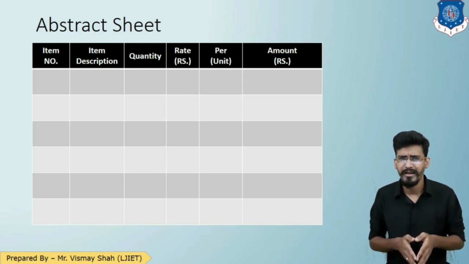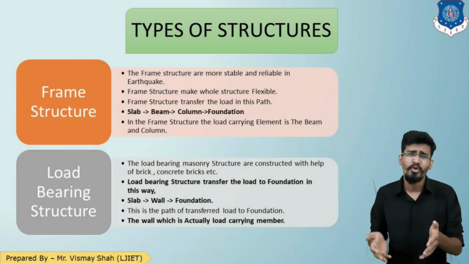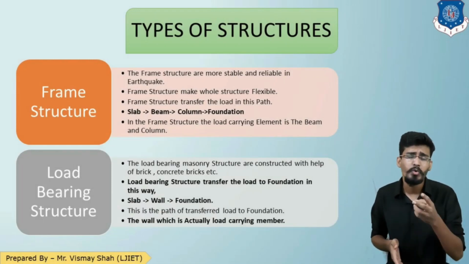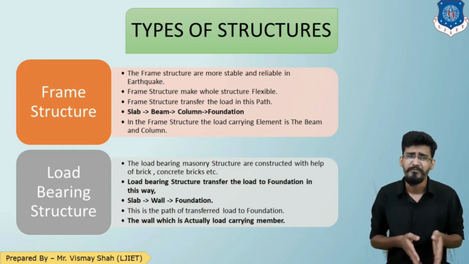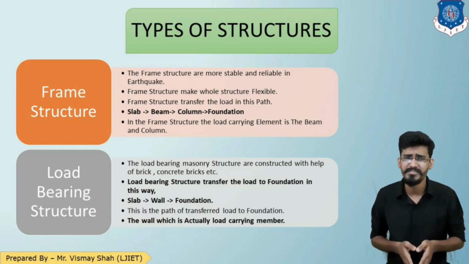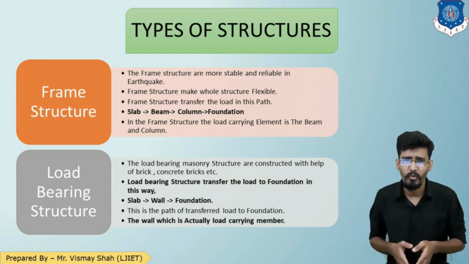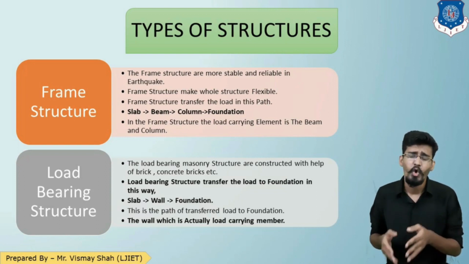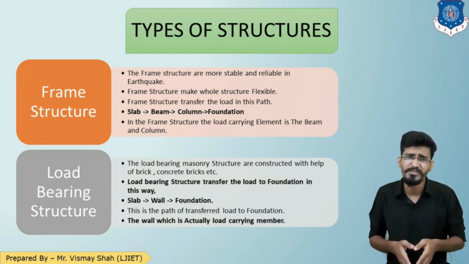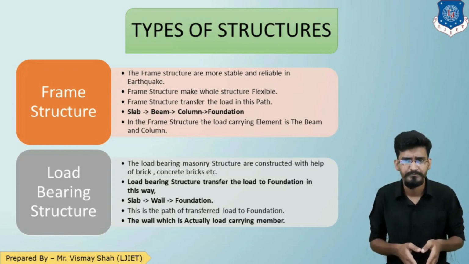Now, moving forward, let us look at the types of structures. As you know, there are basically two types of structure in civil engineering: frame structure and load bearing structure. Talking about frame structures, they are more stable and reliable in earthquakes. Frame structures make the structure more flexible. The load transfer mechanism in the frame structure is slab to beam, beam to column, and column to foundation.